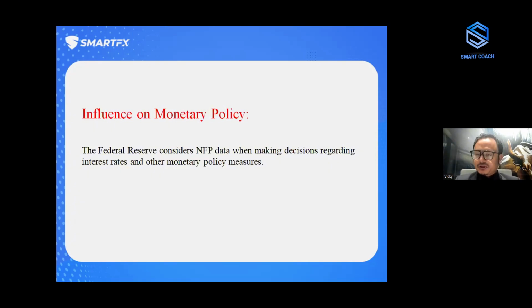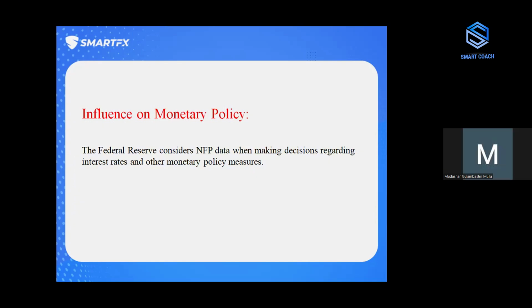Influence on the monetary policy. The Federal Reserve considers NFP data when making decisions regarding interest rates and other monetary policy. Let me explain this briefly as well. I'm referring to the U.S. government just because the U.S. is one of the biggest economies in the world, and the dollar is one of the important currencies in the world. But it's applicable to every country in the world.